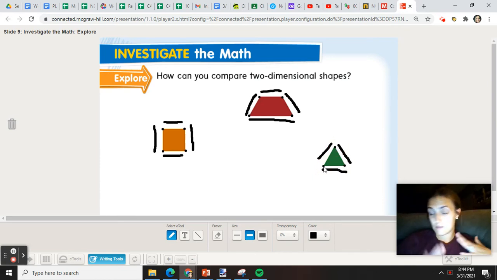So I'm comparing them. So I'm going to talk about how they're the same, how they're different. I noticed that my square and trapezoid both had 4 sides and 4 vertices, but my triangle only had 3 sides and 3 vertices. So you can compare their attributes and talk about what is the same and what is different. 2 of our shapes have more sides and vertices, and 1 of them has fewer. So let's move on.